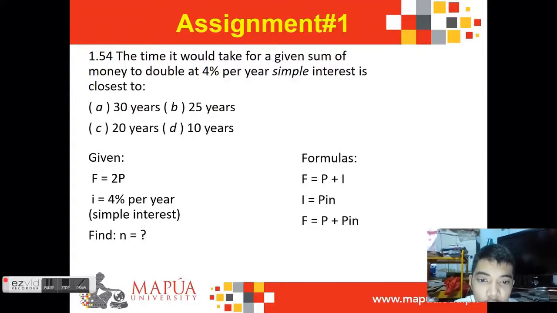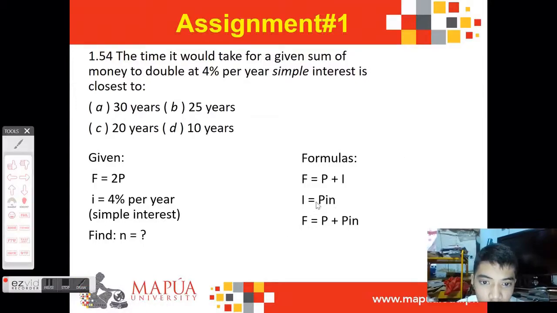Formulas to be used. Future worth is equal to present worth plus the interest, and the interest is equal to the present worth times the interest rate times the number of years. Substituting the value of the interest, we have the future worth as the present worth plus the present worth times interest rate times number of years.